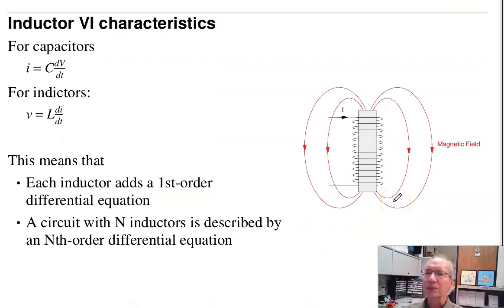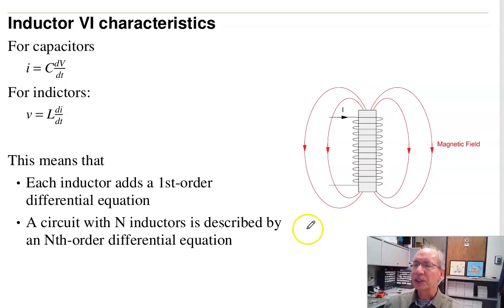So starting out, recall for capacitors, the current is C dV/dt. For inductors, the voltage is L di/dt. That means that each inductor adds a first-order differential equation to the equations that describe the circuit. A circuit with n inductors is described by an nth-order differential equation.